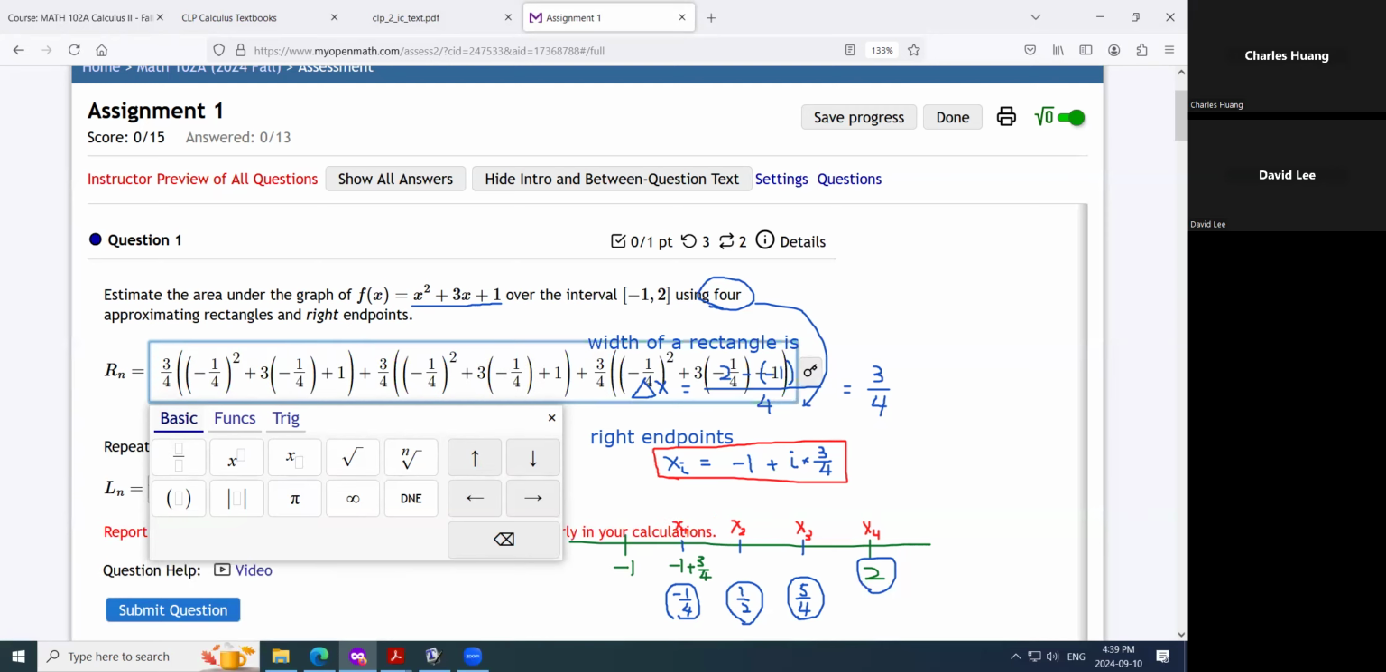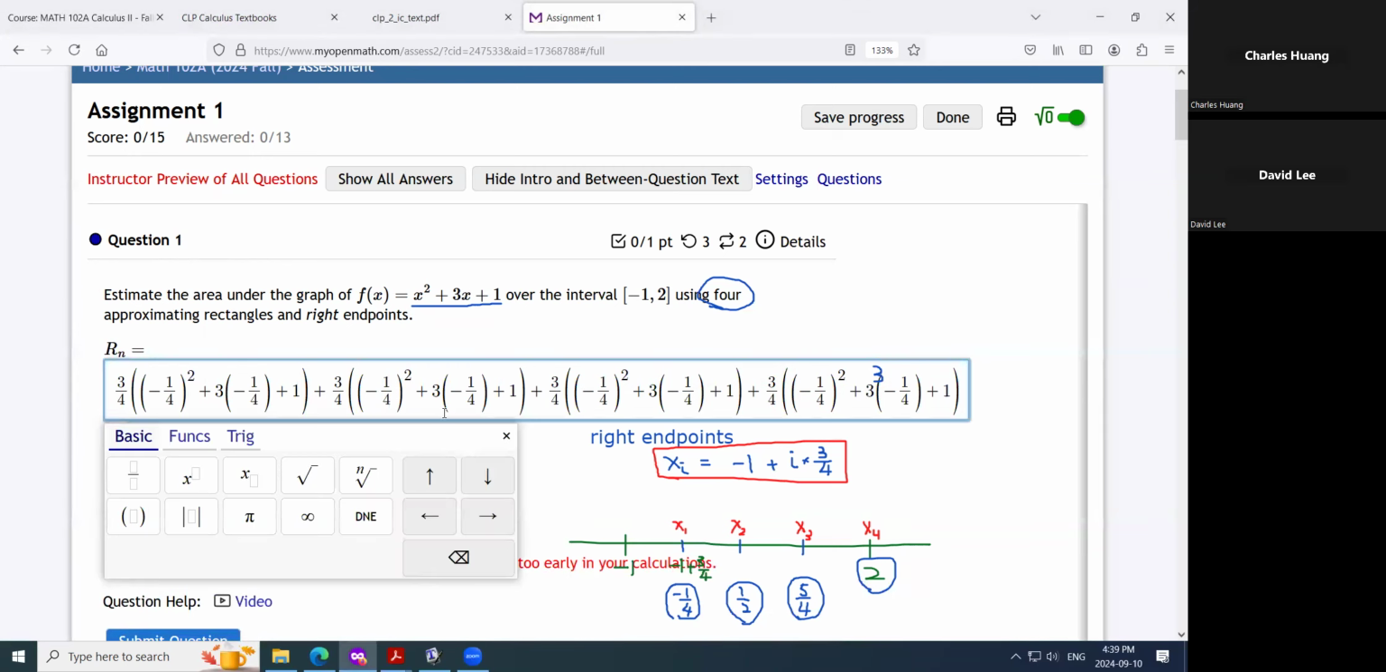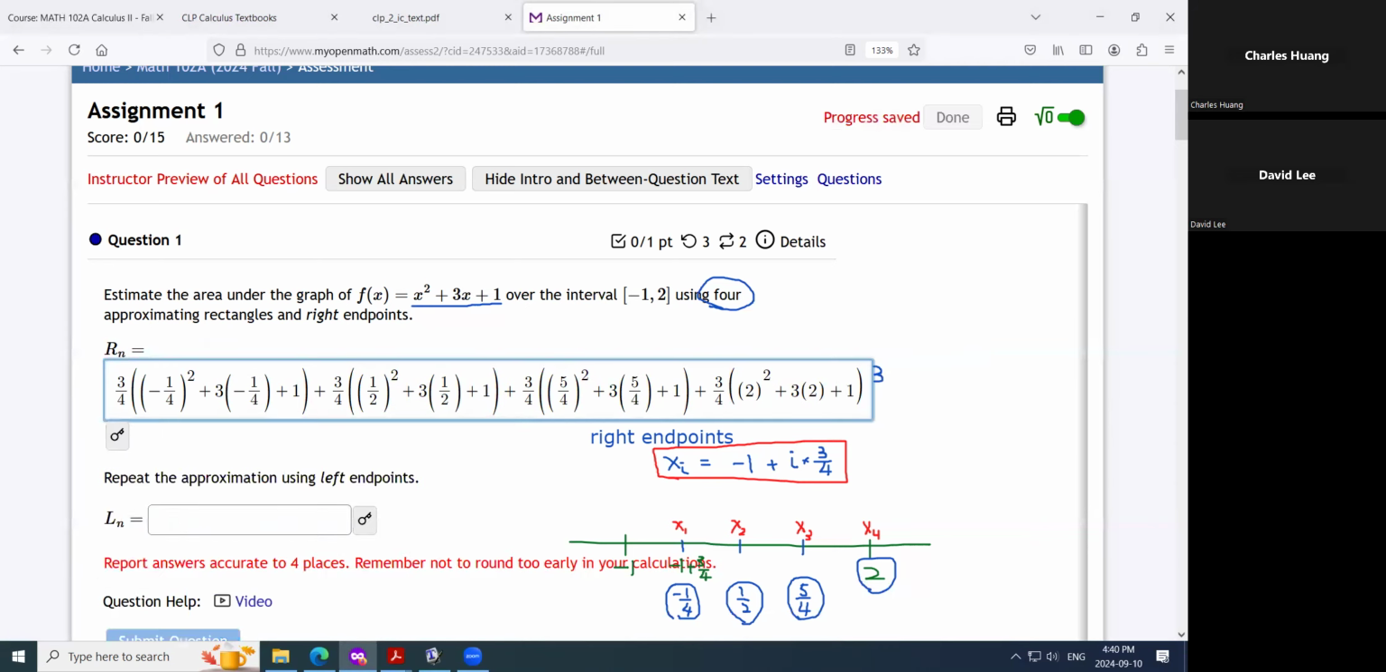So I can cheat a little. Let's see if I can cheat a little. I might have to erase some things here. Okay, and of course, these points here are not -1/4. They are 1/2, right? 1/2. And then this one is 5/4, 5/4. And that one is 2. Okay, and let's see. Does this work?